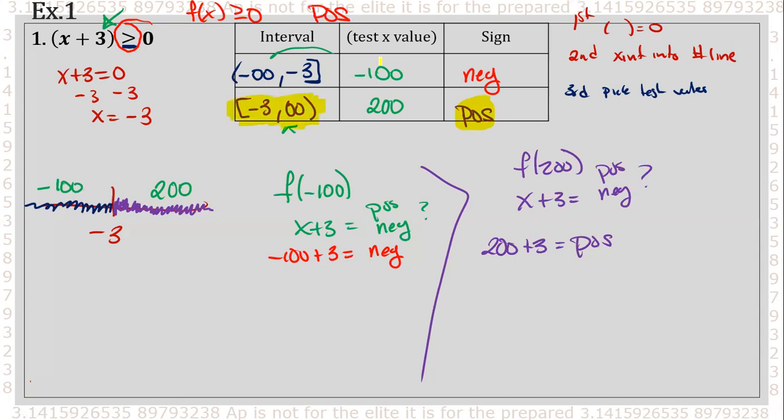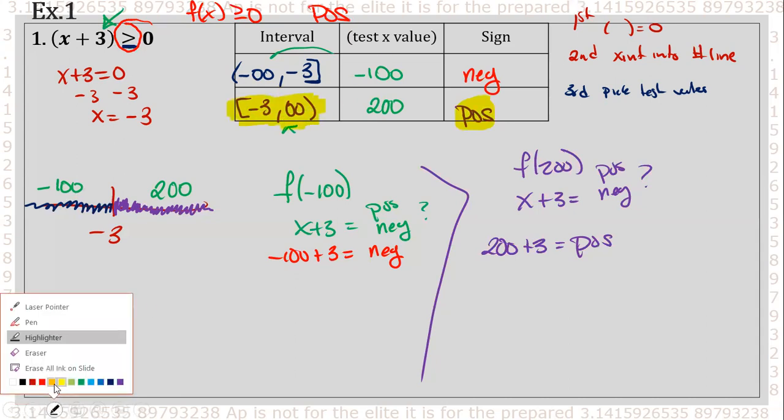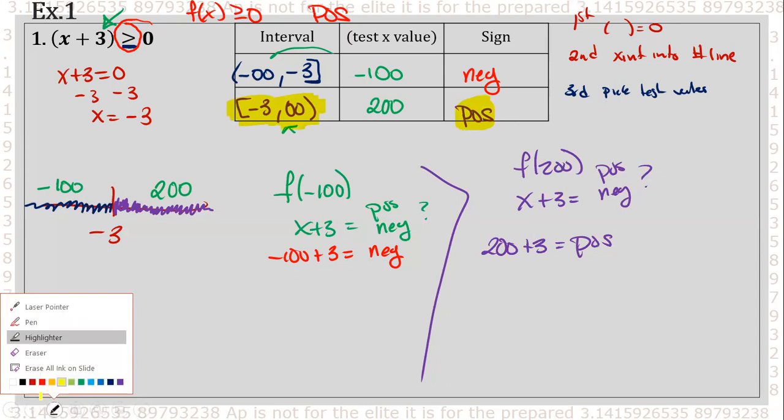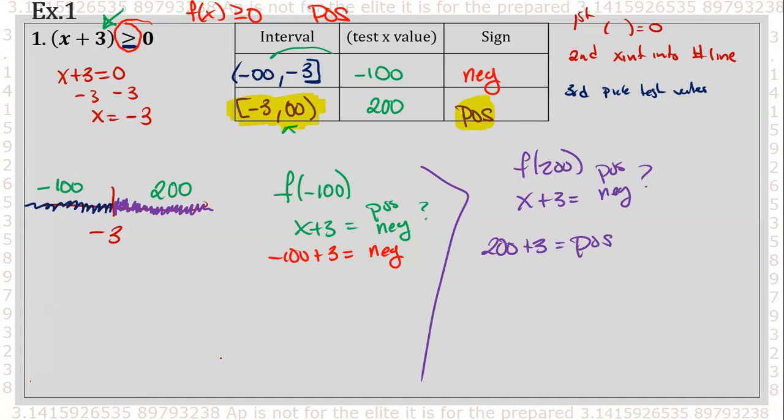So this is why I made this little table. You don't have to do it, but it does help out when you are trying to find your final answer. So our solution here is the interval from negative 3 bracket all the way to infinity with the parentheses. Okay, awesome.